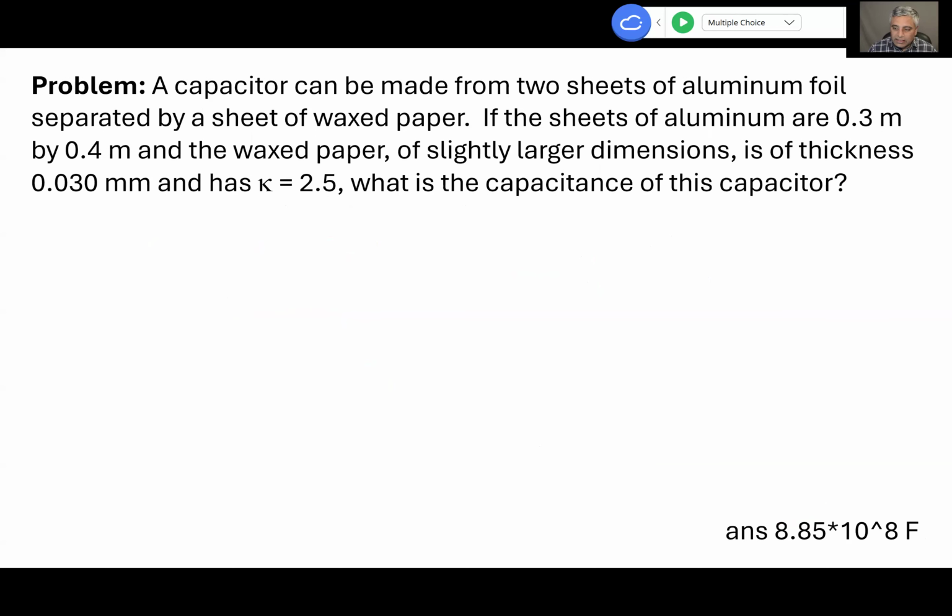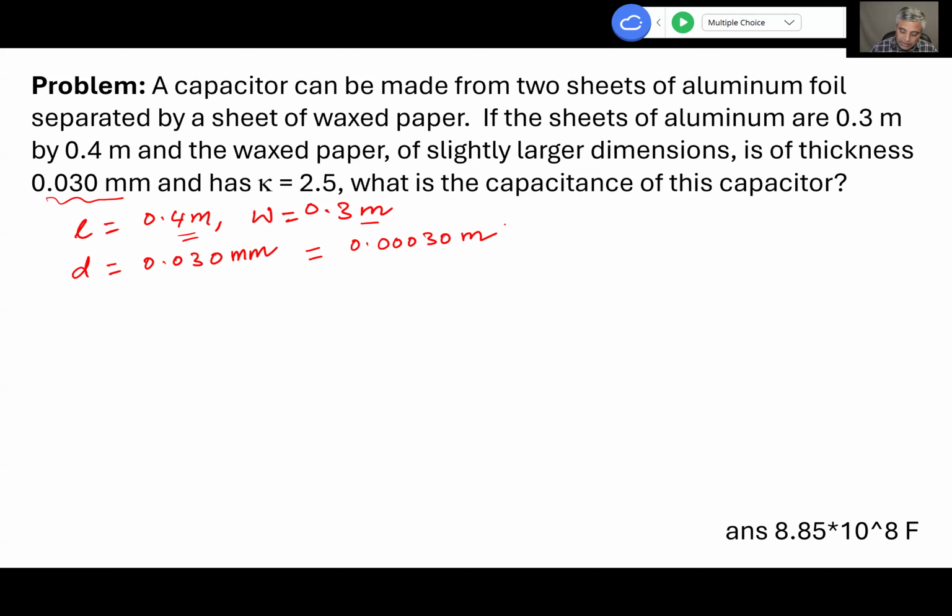Okay, now let's look at a slightly more complicated problem here. A capacitor can be made from two sheets of aluminum foil separated by a sheet of waxed paper. If the sheets of aluminum are 0.3 meter by 0.4 meter, so that means length is, let's say, 0.4 meter, and width is 0.3 meters. And the separation distance is going to be the same as the thickness of the paper, right? So I can write that as 0.030 millimeter. So these are in meters, so it's a good idea to convert this into meters. So when I divide this by 1,000, it becomes 0.00030 meters. Maybe it's a good idea to write in terms of an exponent here.